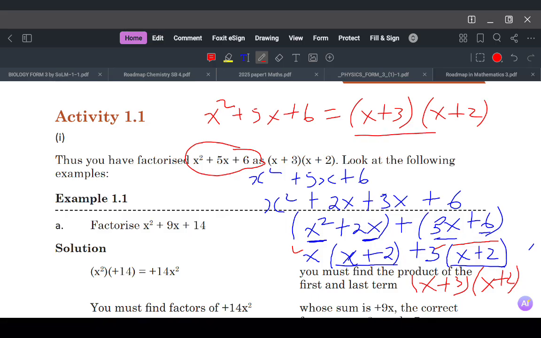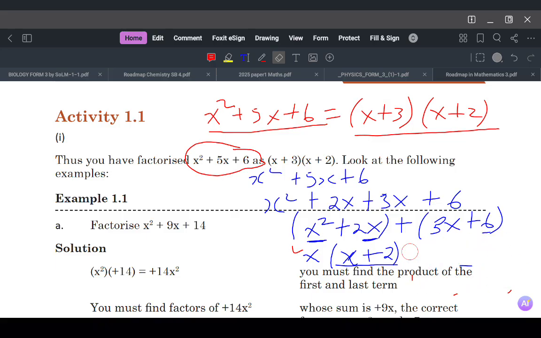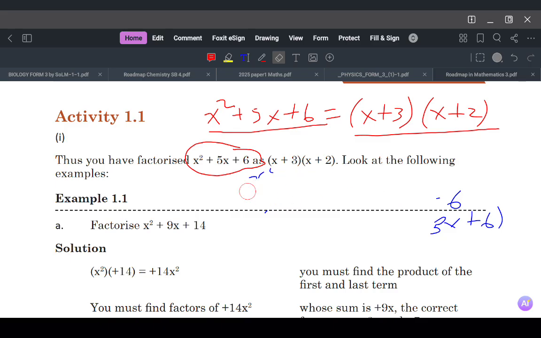So these are called the factors of the expression x squared plus 5x plus 6. You can do that with just any expression which is factorizable. The technique is basically the same.